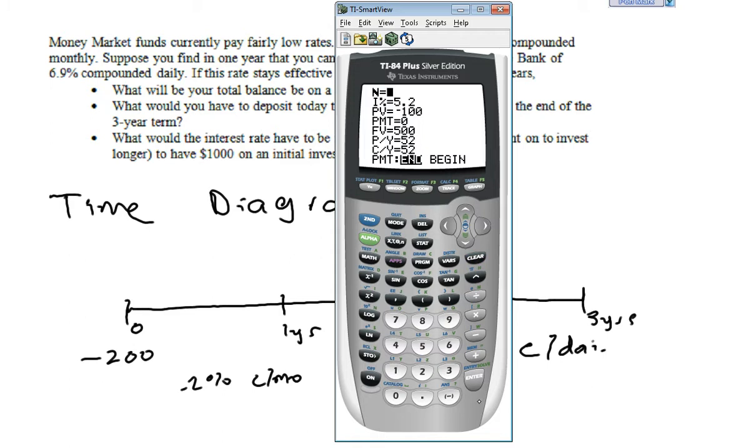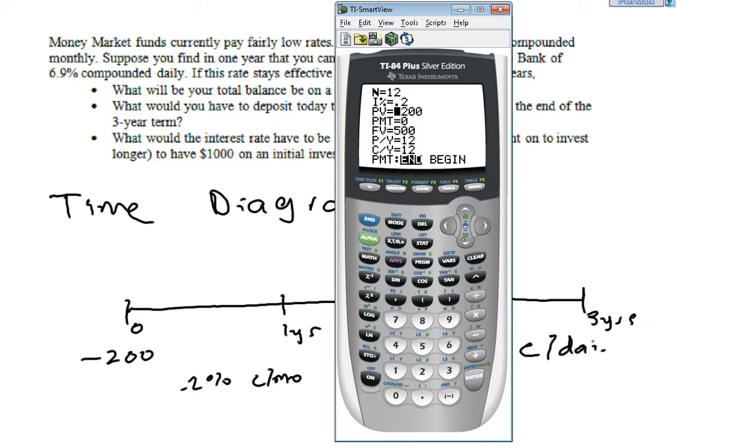So 0.2, oops, just enter anything in there. You don't have to really make sure these are all updated until you're ready to solve. So 0.2%, negative $200 initially, no payment. I don't know what I'm going to have in 1 year, but I know this is compounded monthly, so I'll hit 12. And remember we said earlier that this is going to be the number of these guys. So if I compounded monthly and I want to know the value in 1 year, this will be 12 compoundings times 1 year, which is exactly 12 months.